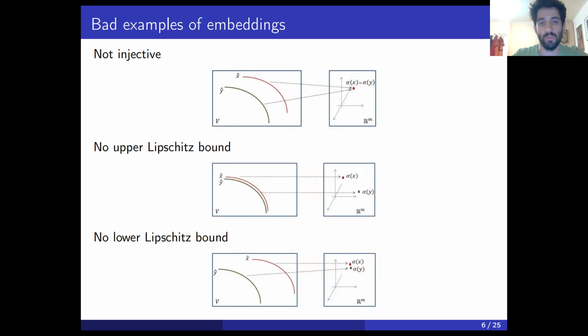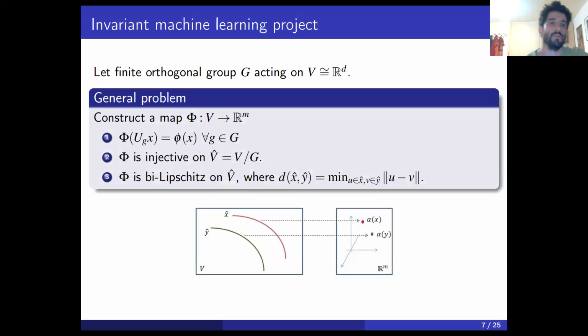So now let's try to formulate our problem. Given a finite orthogonal group G acting on a vector space V, which you can always imagine to be R^D, we're going to construct a map Phi from V to some Euclidean space R^m, with m as small as possible, such that Phi of gx should be equal to Phi of x for every group element.